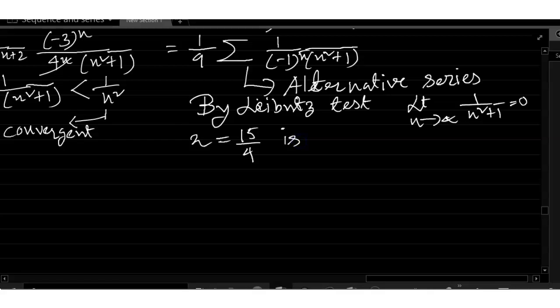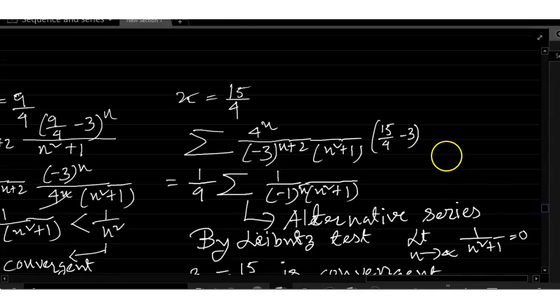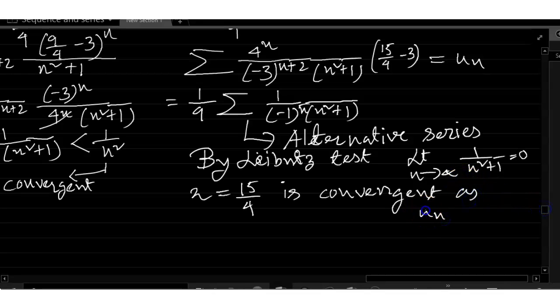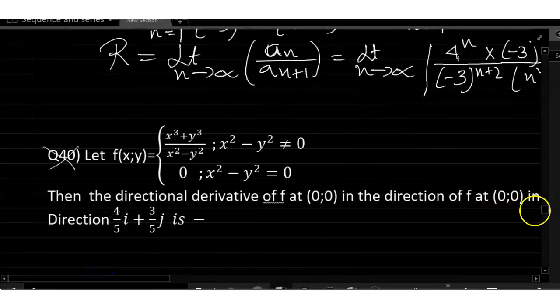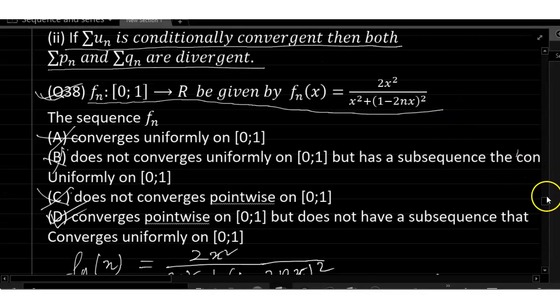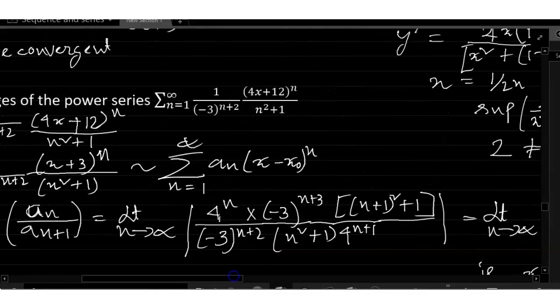So x equals 15 by 4 is convergent, as u_n is monotone decreasing and the limit as n tends to infinity equals 0. So my interval is 9 by 4 comma 15 by 4, a closed interval.